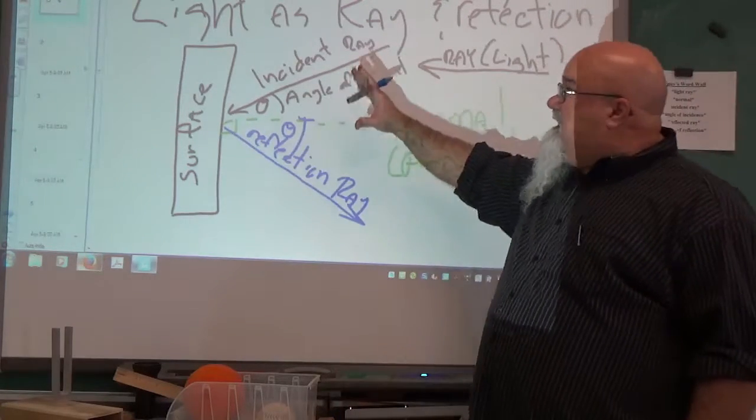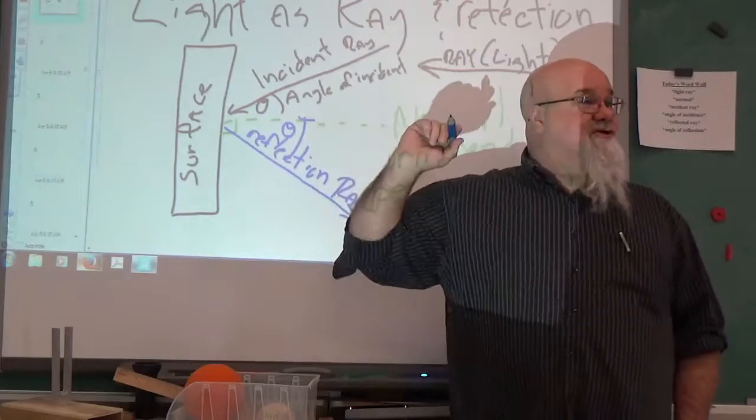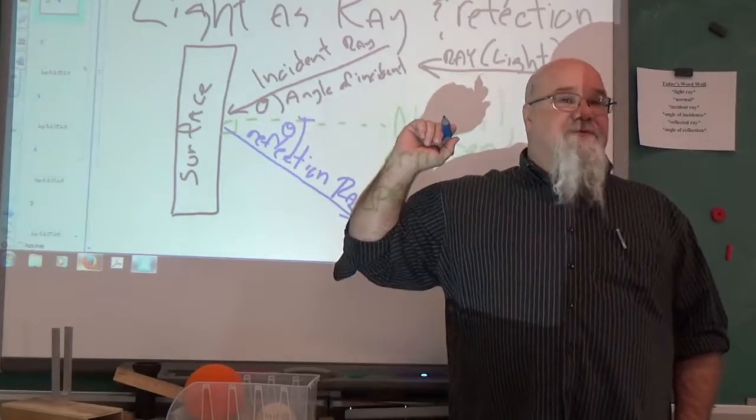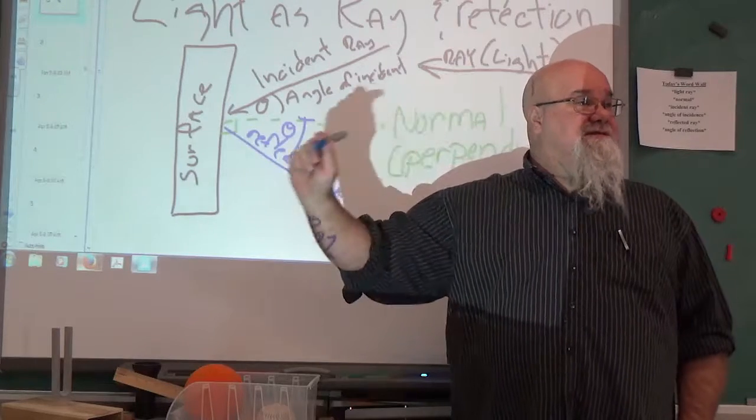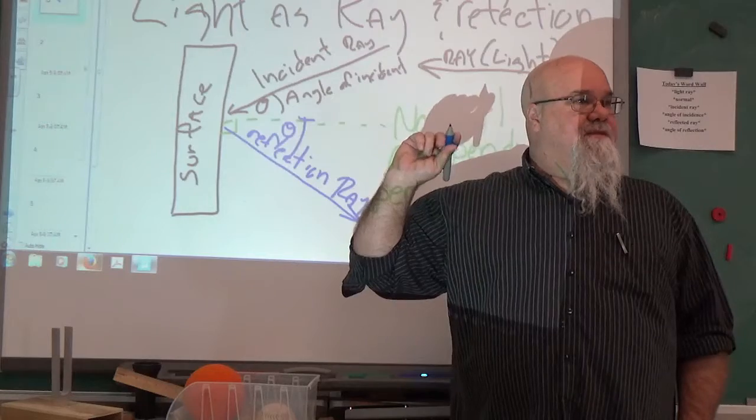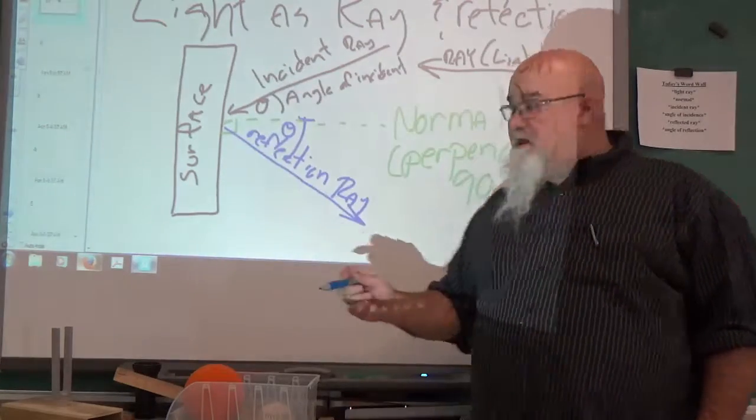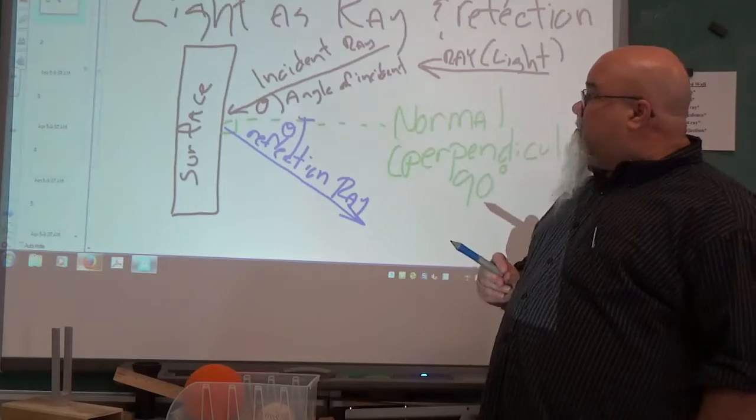So on today's worksheet, you're going to be asked to define these and asked to get these measurements. So this is simply a way we determine how the light ray is hitting the surface and how it's reflecting off of it. Any questions on this? The reflection ray is the one that's the light bouncing off, right? It's the light bouncing off, just like a reflection.